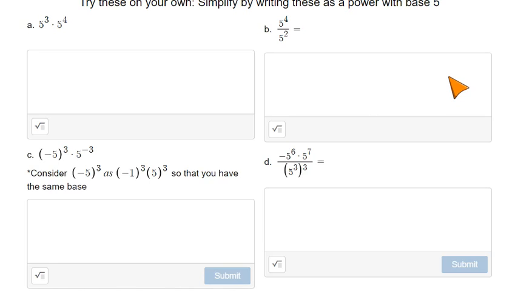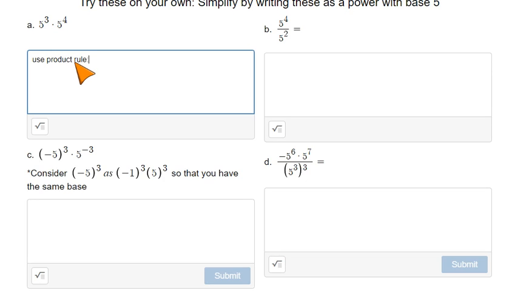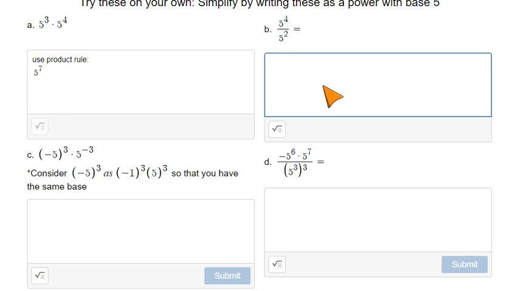Now that you've tried some of these questions on your own, let's take up a couple of these. In this one, we have 5 to the power of 3 times 5 to the power of 4. Because we're multiplying two powers with the same base, we're going to use the product rule. The product rule says that we rewrite the base and we can add the exponents. So for this one, we have 5 to the 7.